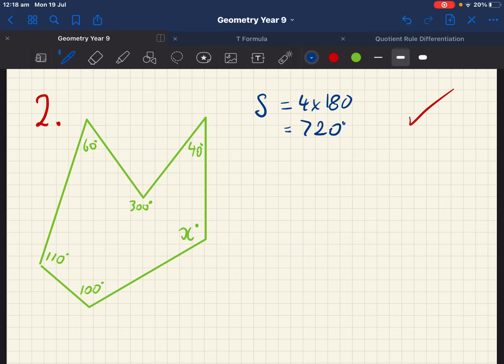All right, now that we know the angle sum, let's write out our equation. I'm a little bit nervous about fitting this in because I've got 6 different angles here to add up.